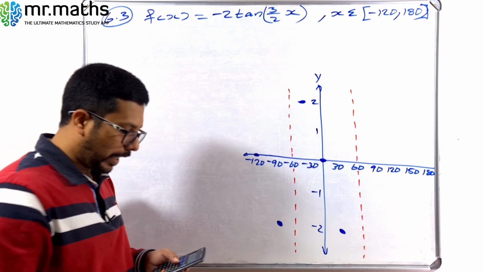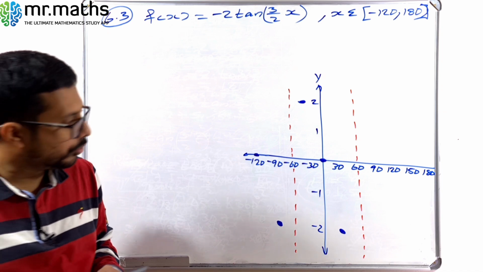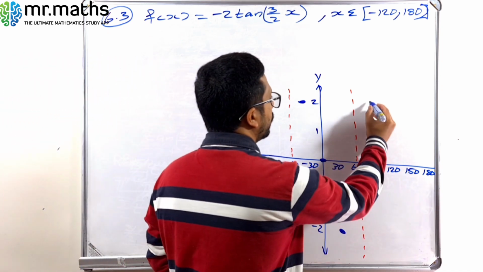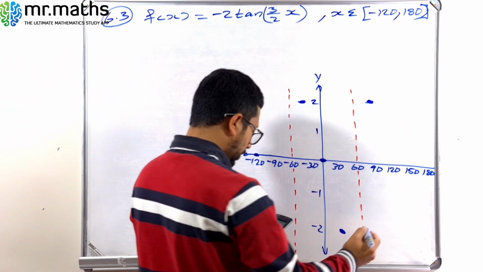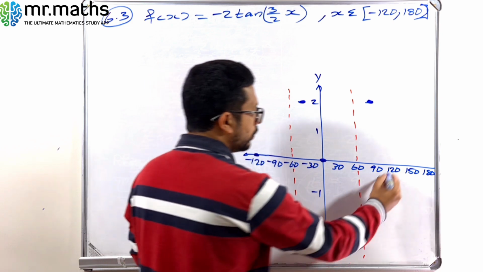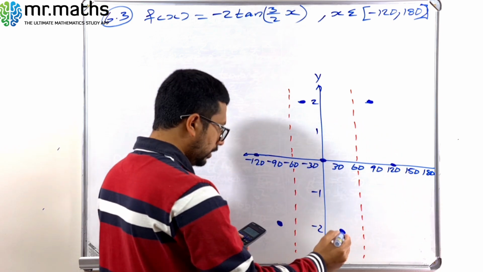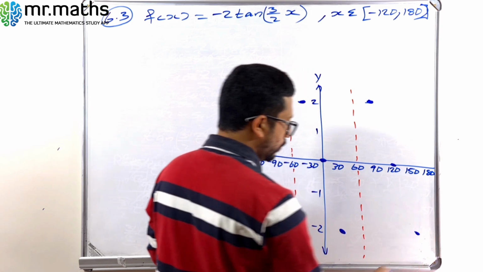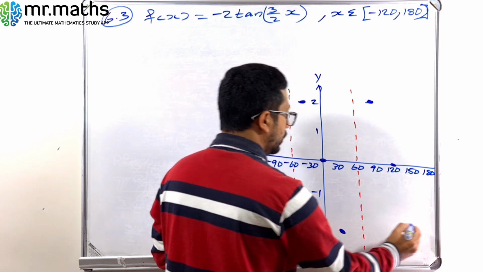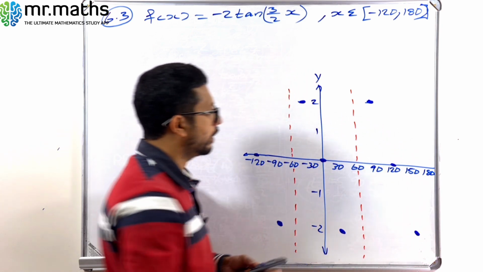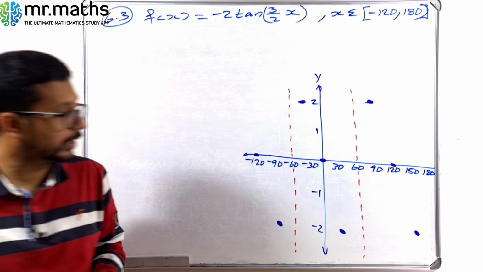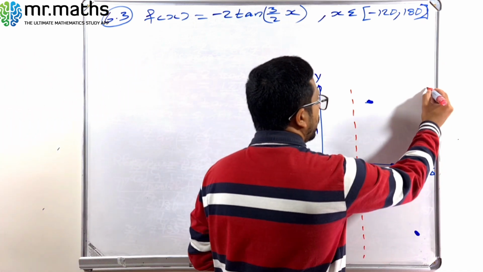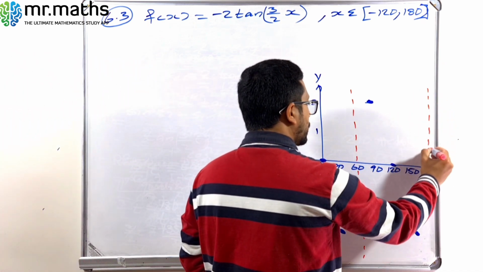Then 90 is 2, it's here. 120 is 0. 150 is minus 2. Then 180 is again error, that means that is an asymptote. So there are 3 asymptotes here.